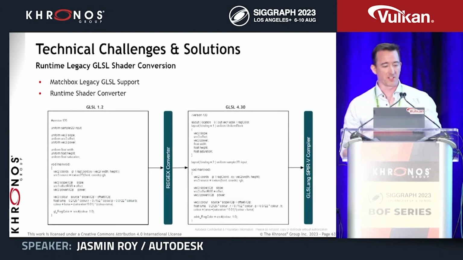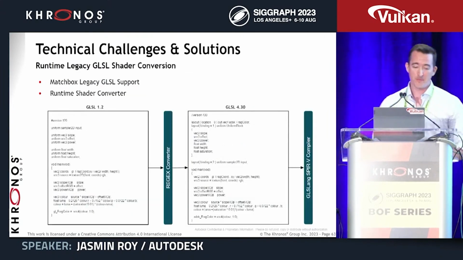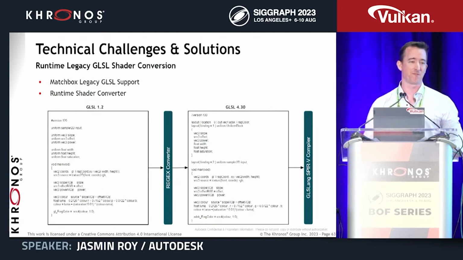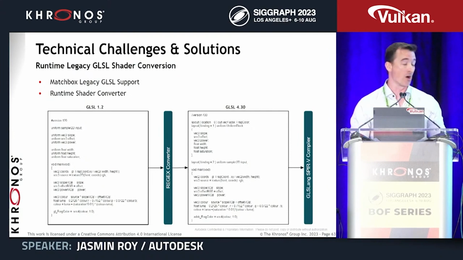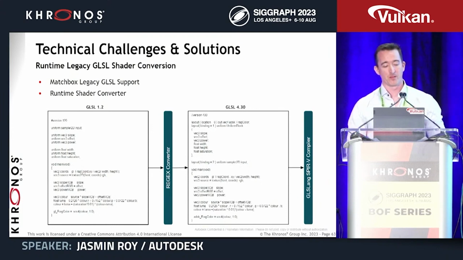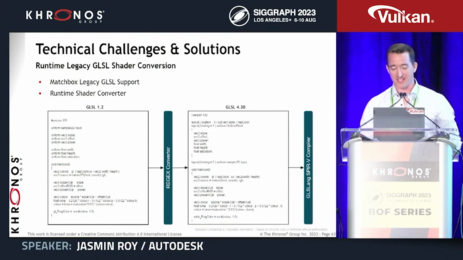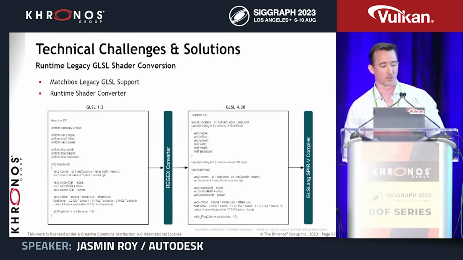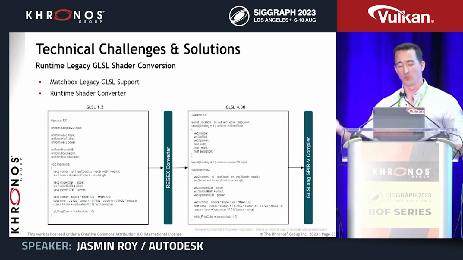So a first technical challenge that I can talk about today, Matchbox. So what is Matchbox? Matchbox is a feature in Flame that allows artists to create their own creative tools by writing their own shaders. The problem with Matchbox is that it's been around for a very long time, and artists have been writing legacy GLSL code, right? So we can't go from legacy GLSL to SPIR-V right away.